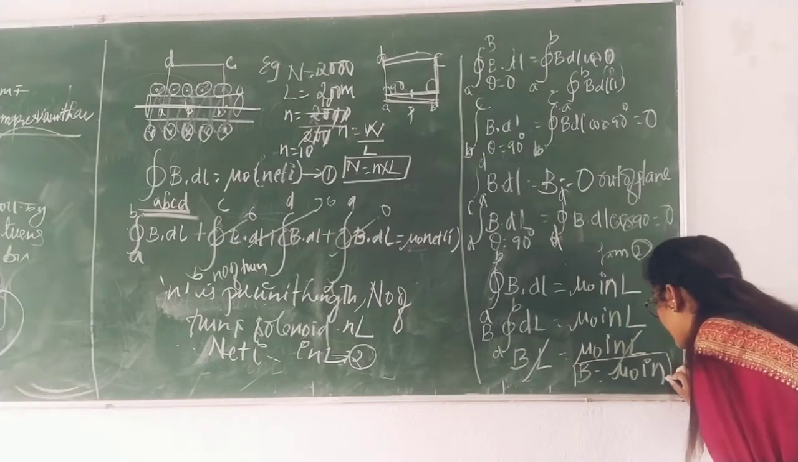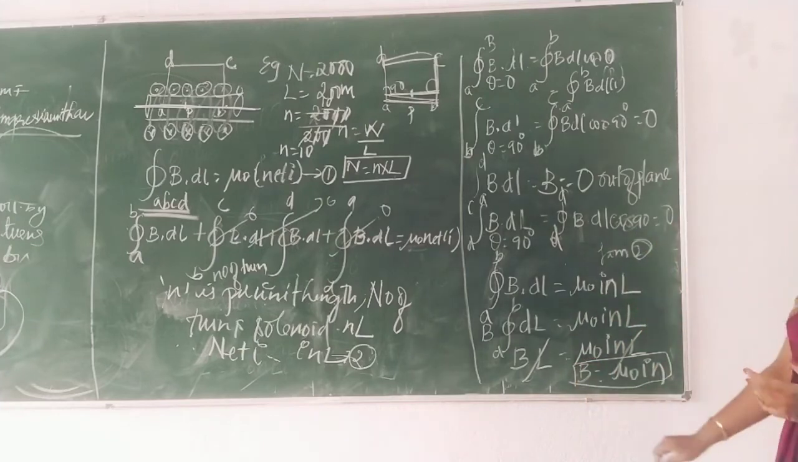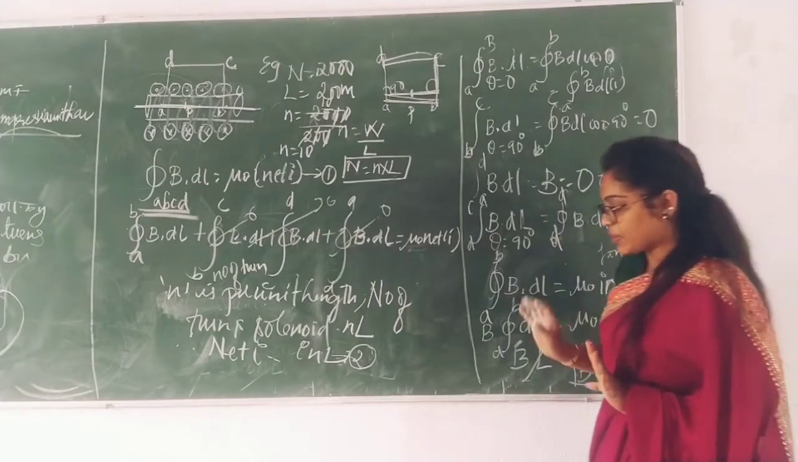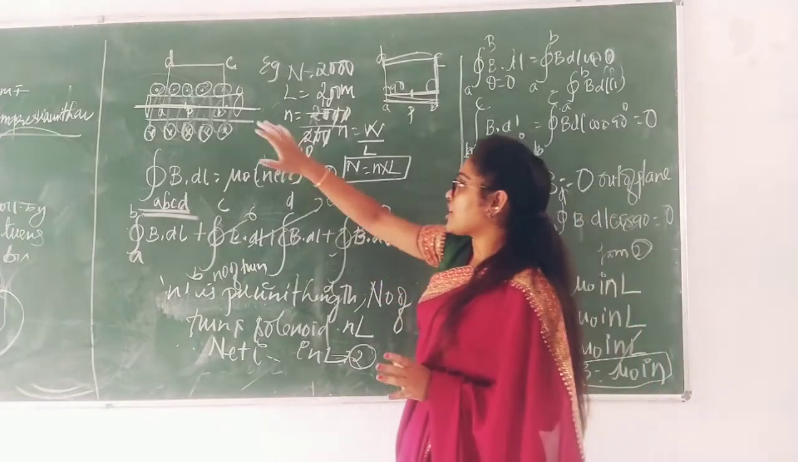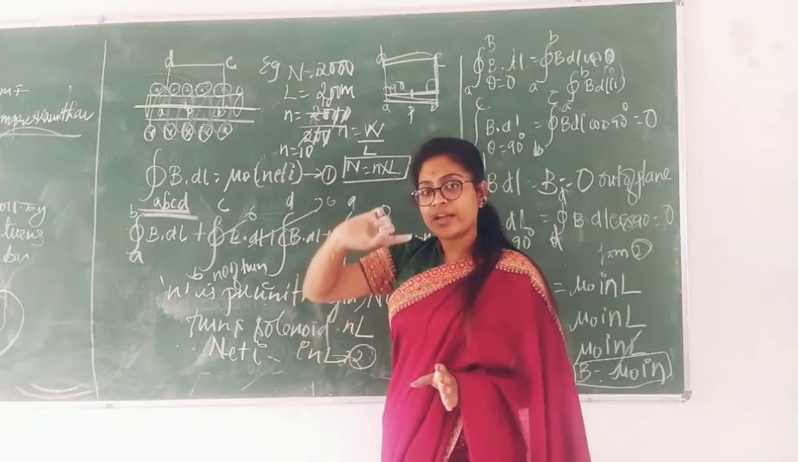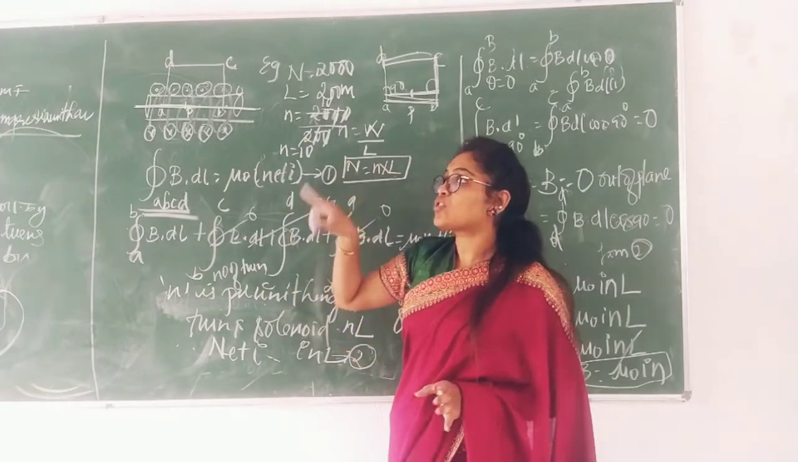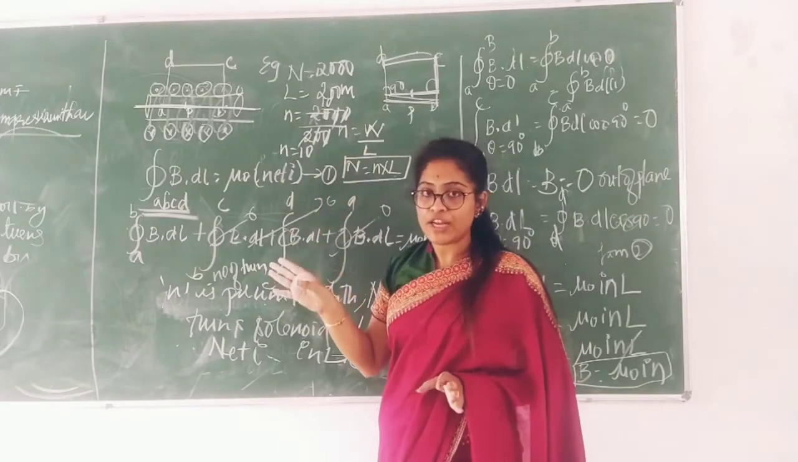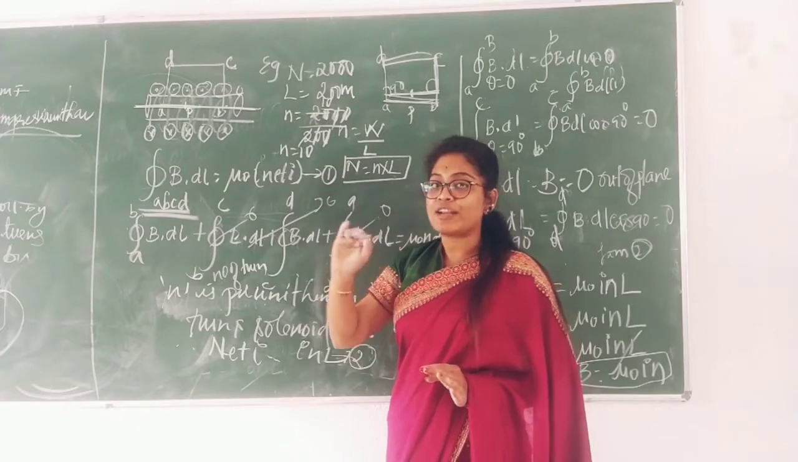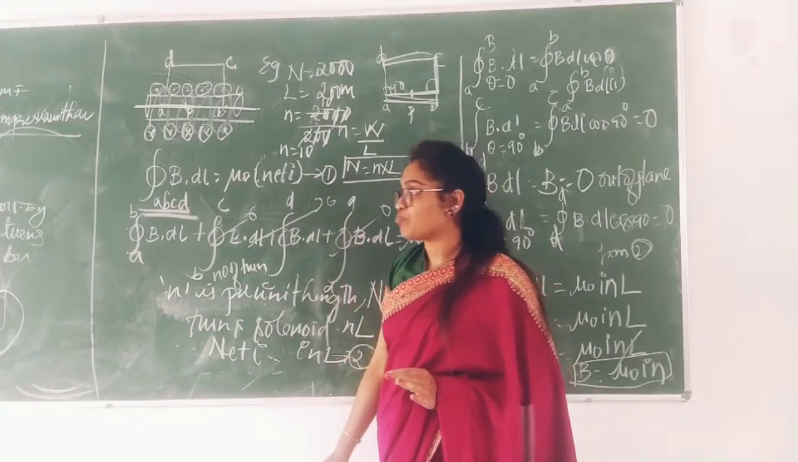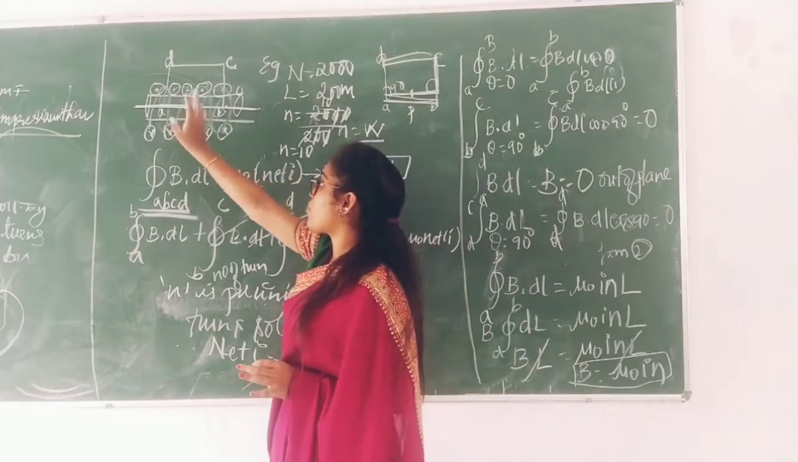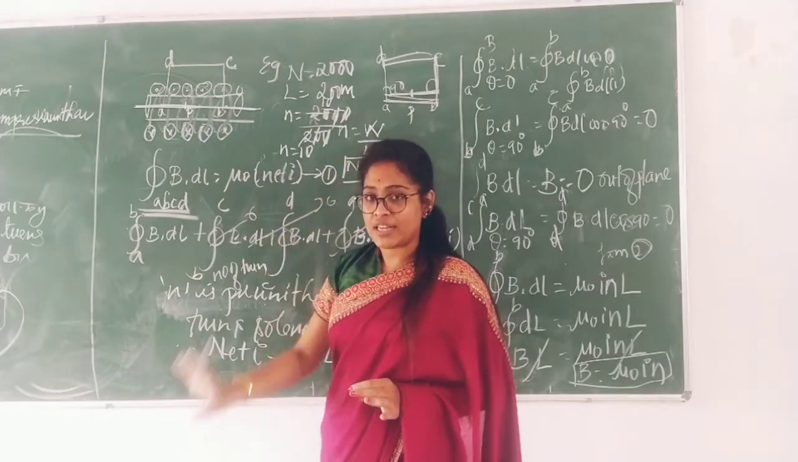So, this is what the expression mu naught IN is. Once again I am explaining clearly. See here, first I took the solenoid. The current is going inside, outside, inside, outside. Outside you may have a magnetic field, but inside I am considering the magnetic field to be a straight line. So inside, at one particular point P, I want to identify the magnetic field.